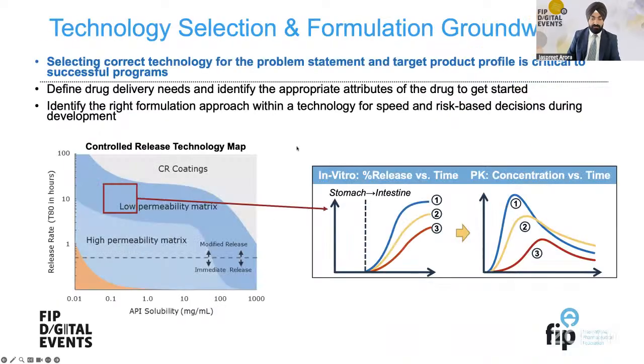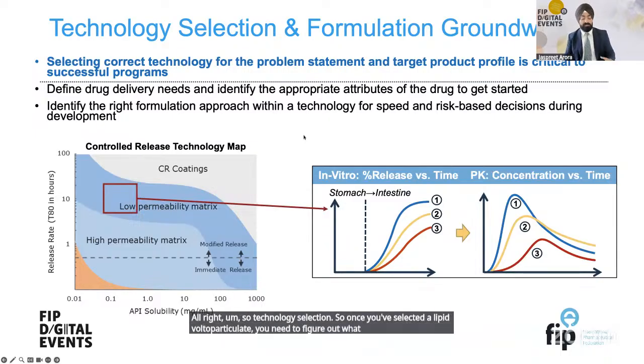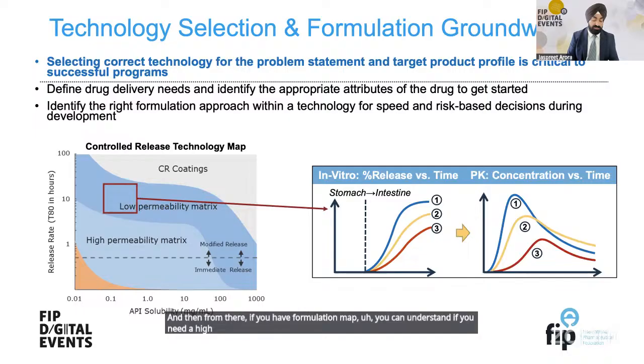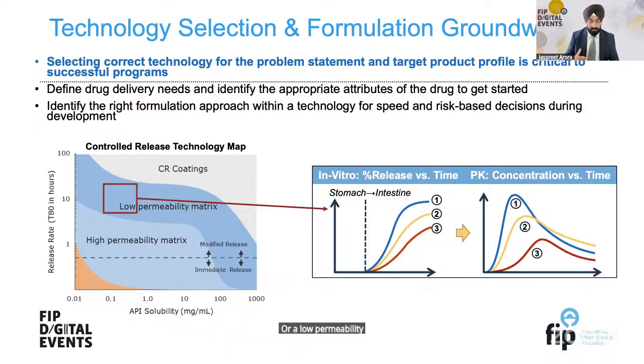All right. So technology selection. Once you've selected the lipid multi-particulate, you need to figure out what your formulation is going to be. So you have a target release rate, you know your API's physical chemical properties, and then from there, if you have a formulation map, you can understand if you need a high permeability matrix for immediate release, or a low permeability matrix, or if it's just too slow that you need to have multiple coatings on top to get you the release profile that we need.